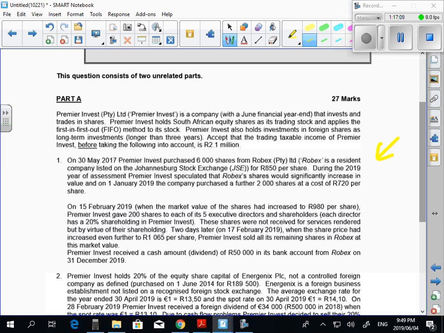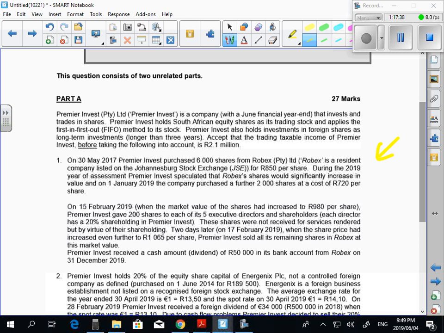So that's not on page 176. That will be on page 177. It says 2 days later, when the share price had increased further to 1065 per share, Premier sold all of its remaining shares in Robex at market value. So how many shares is that? You had 6,000 plus you bought another 2,000 is 8,000. You gave 1,000 to directors, so 7,000 shares times by 1065. That's going to go into gross income.